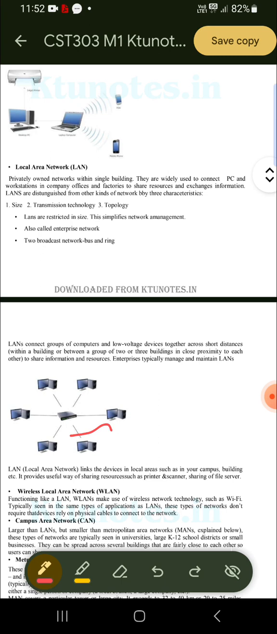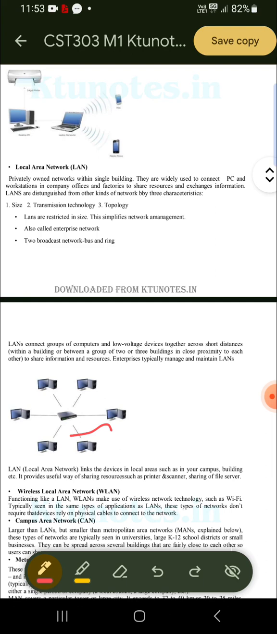So they are categorized on the basis of size, transmission technology, and topology. Size is a very important thing, and LANs are restricted in size. This simplifies network management, and it is also known as an enterprise network. And we have many kinds of topologies, like bus and ring, which we will study further in the coming classes. So you have understood, right?